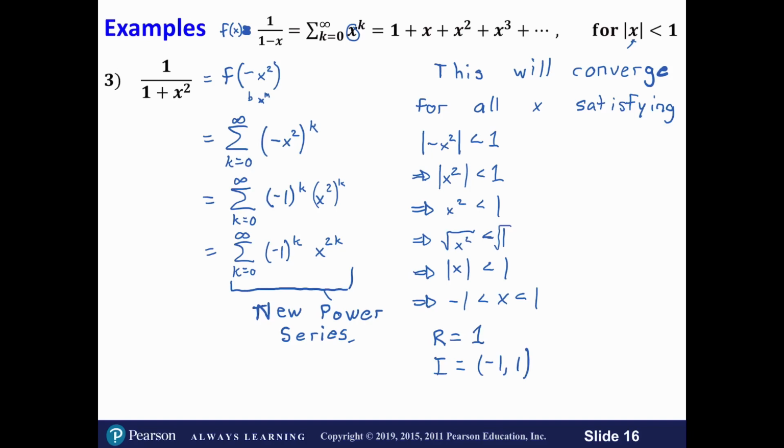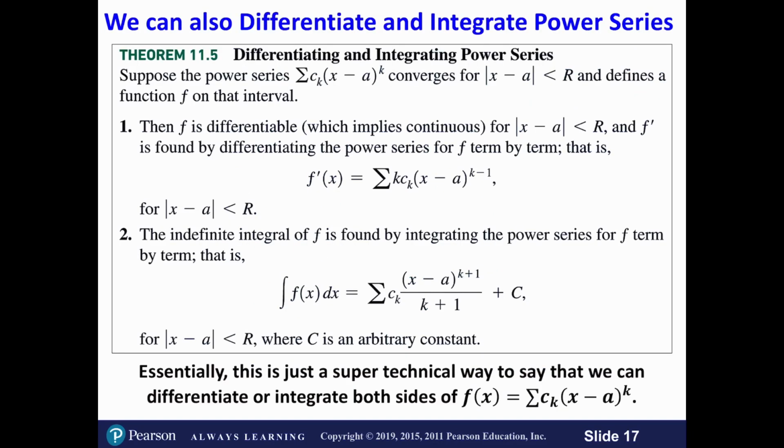All right. We can also differentiate and integrate power series. So Theorem 11.5 allows us to do that. So rather than actually reading through this theorem with you guys, let me just read this note here on the bottom. The idea is that if you start off with f of x equals some power series, you can take the derivative of both sides, or you could integrate both sides, and you'll come up with a new power series. The main interval of convergence will be the same, but the endpoints might change. So that's the only thing that you should consider checking.